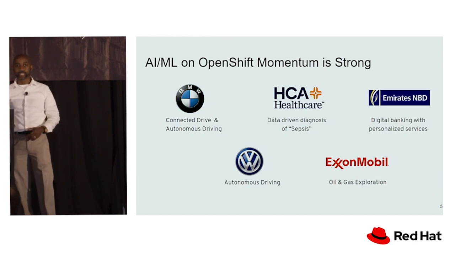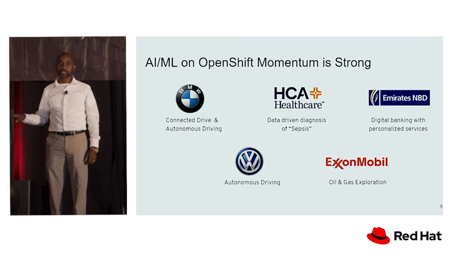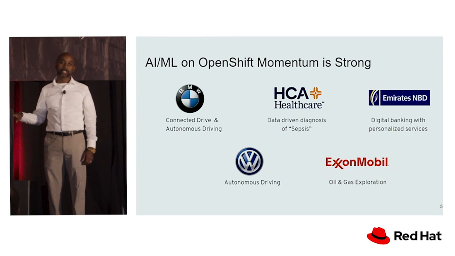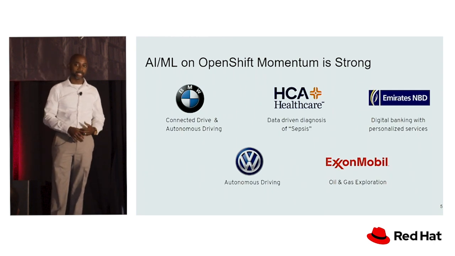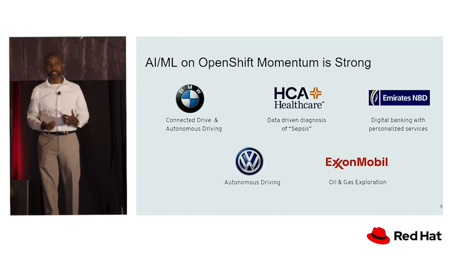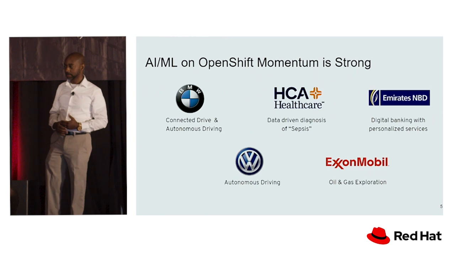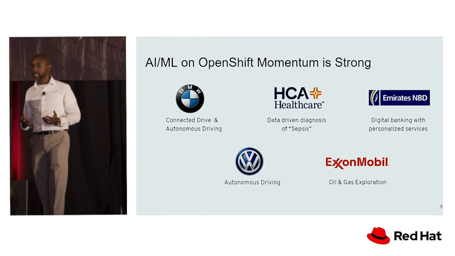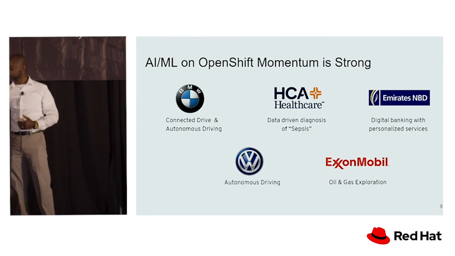Not only that, we're using it internally at Red Hat as well. We generate about 300 gigabytes of data per day that flows through OpenShift and is available to our data scientists. That's just from our build systems. We also have a massive amount of telemetry data being generated, and we're doing AI work on it on a daily basis. So the data volumes are growing, and the data scientists are having more and more capabilities to do their workloads.